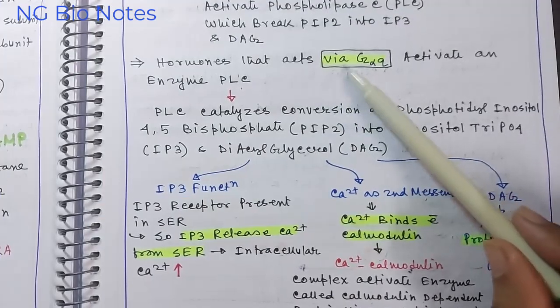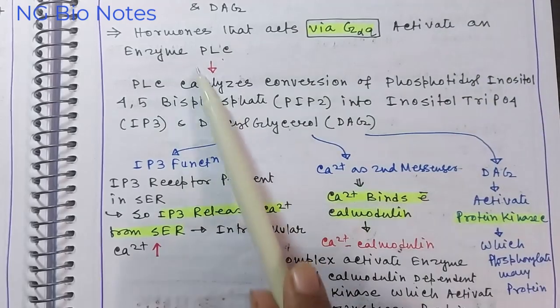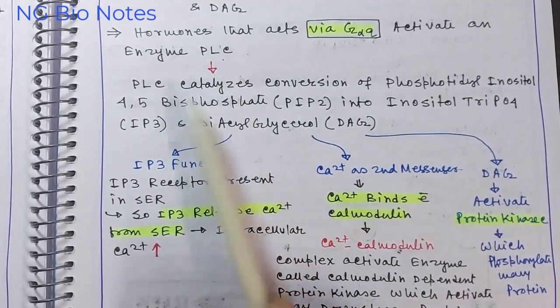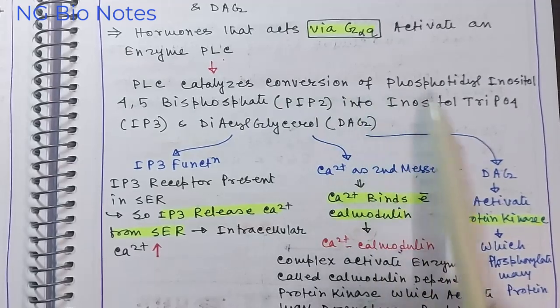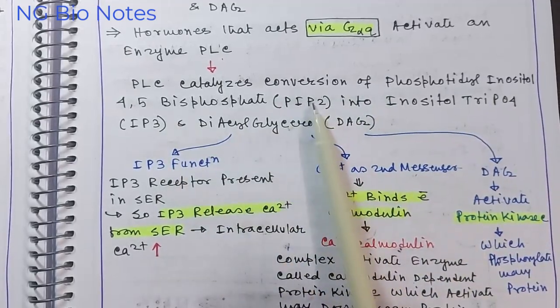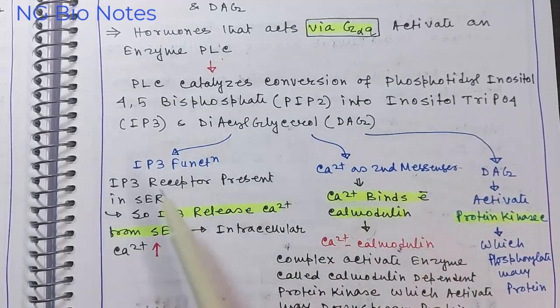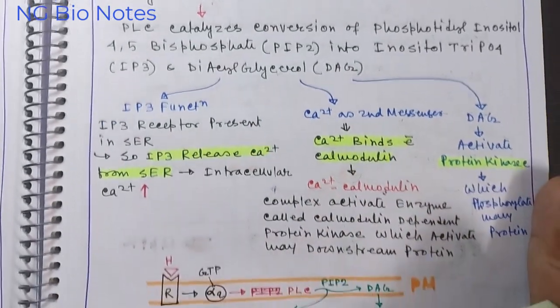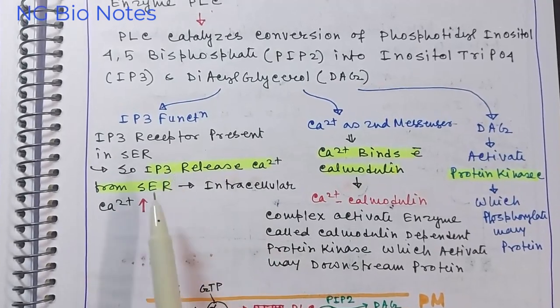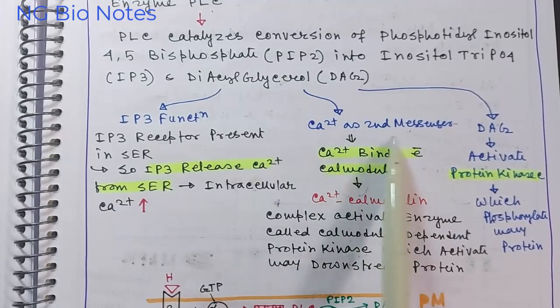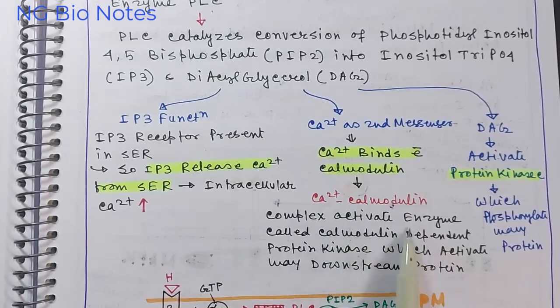The hormone acts via G alpha Q and activates an enzyme, phospholipase C, and PLC catalyzes conversion of phosphatidyl inositol 4,5 bisphosphate or PIP2 into IP3 and DAG. And what will be the function of IP3? The IP3 receptor is present in smooth endoplasmic reticulum, so IP3 releases calcium from smooth endoplasmic reticulum, so the intracellular calcium level will be elevated. And this calcium also acts as a second messenger. Calcium binds with calmodulin, and the calcium calmodulin complex activates an enzyme called calmodulin dependent protein kinase which activates many downstream proteins.